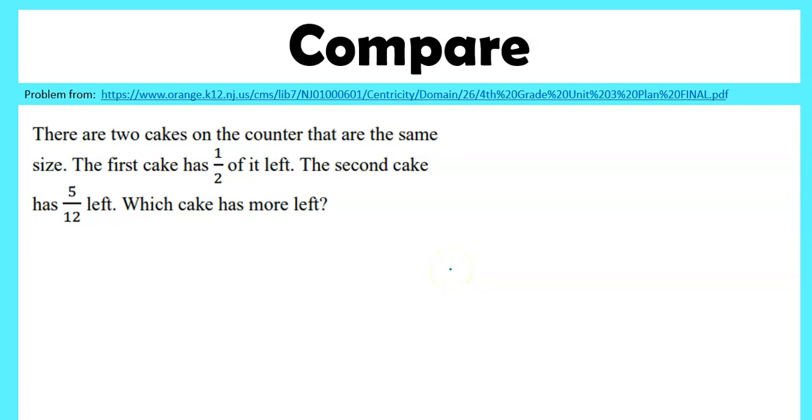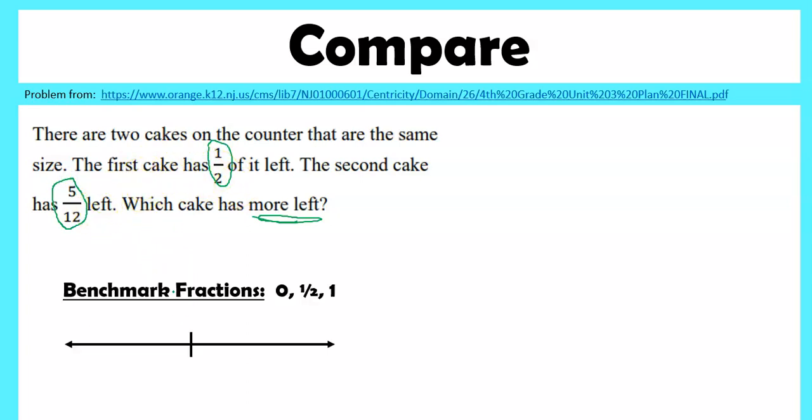Okay, so now we're ready for the last problem, and this is a word problem, and it reads, there are 2 cakes on the counter that are the same size. The first cake has 1/2 of it left. The second cake has 5/12 left. Which cake has more left? So I'm comparing the fractions 1/2 to 5/12 because that's how much is left of each of the cakes we're comparing.